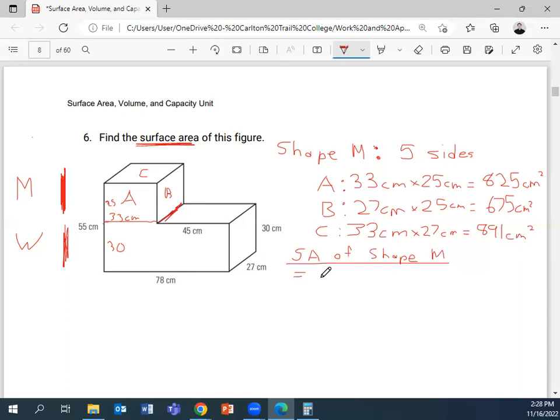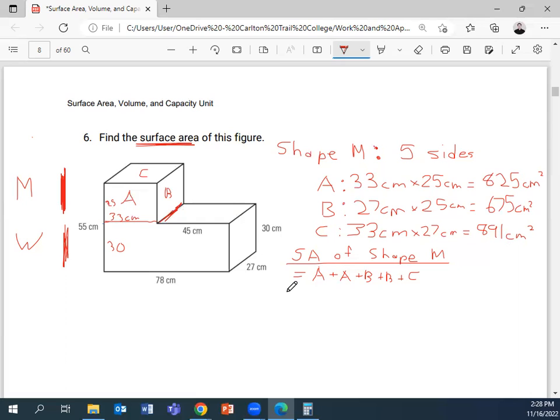So the SA of shape M, and I'm going to put some letters here, and let me know if it makes sense where I've got them from. Does it make sense why I'm writing A, B, B, C? It's the sides, right? Again, we're being lazy. Side A is this. Side B is this. There's two A's, a front and a back. There's two B's, a left and a right side. And there's only one C. There's only a top, not a bottom.